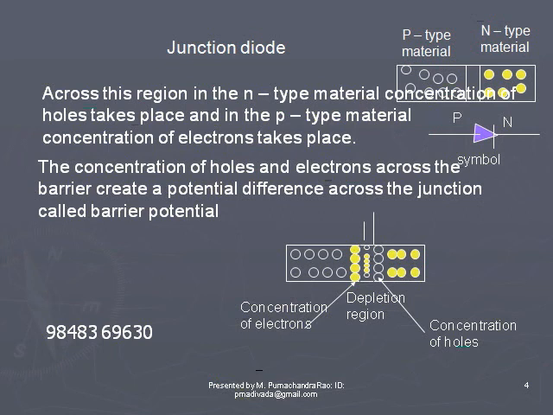The concentration of holes and electrons across the barrier creates a potential difference. This is called barrier potential. So the junction acts as a potential barrier. A small potential difference will be created across this junction. In fact, a positive potential will be created inside N-type material across the junction, and a negative potential will be created inside the P-type material. So a potential barrier will be created across this junction.